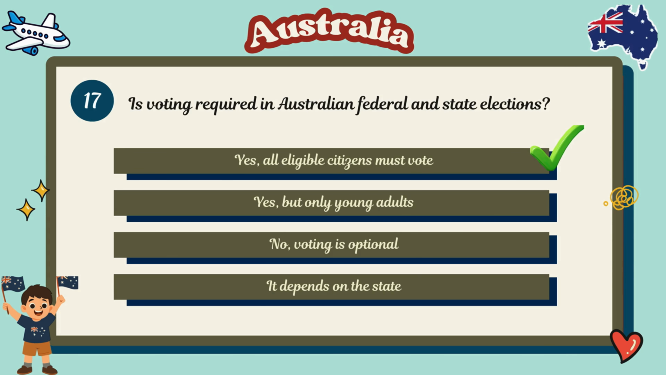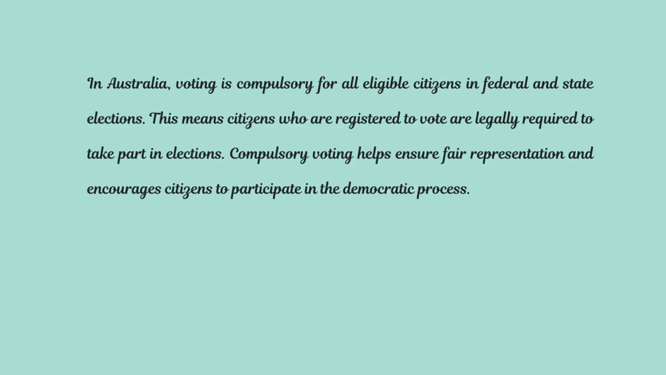Correct answer A. Yes, all eligible citizens must vote. In Australia, voting is compulsory for all eligible citizens in federal and state elections. This means citizens who are registered to vote are legally required to take part in elections. Compulsory voting helps ensure fair representation and encourages citizens to participate in the democratic process.